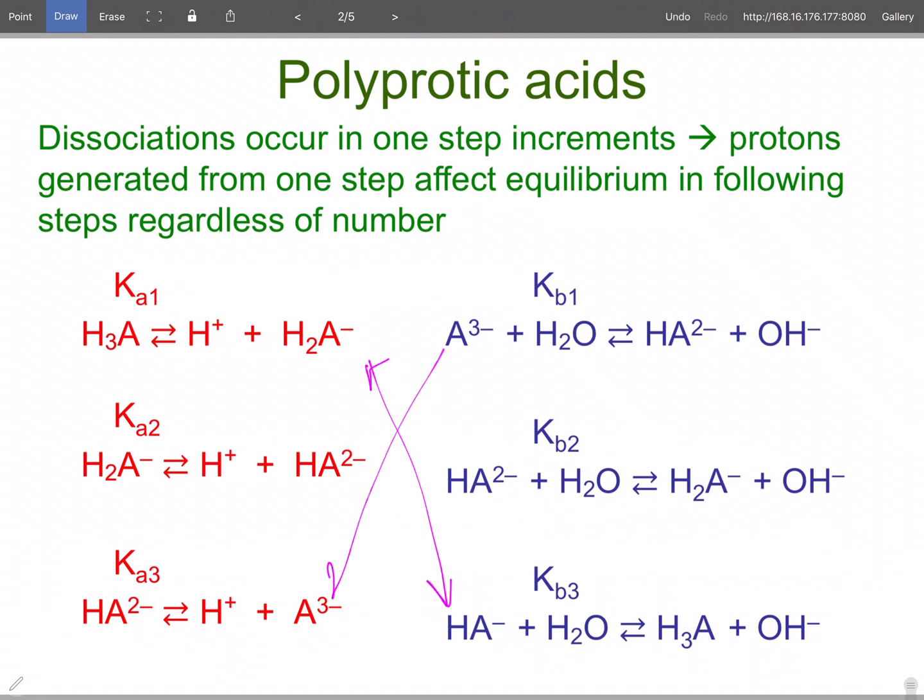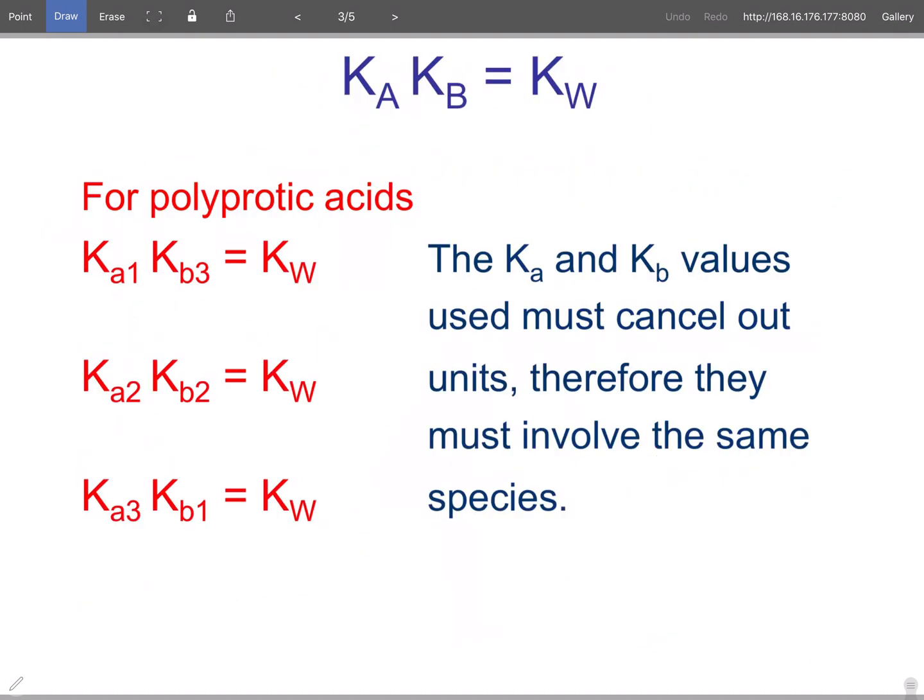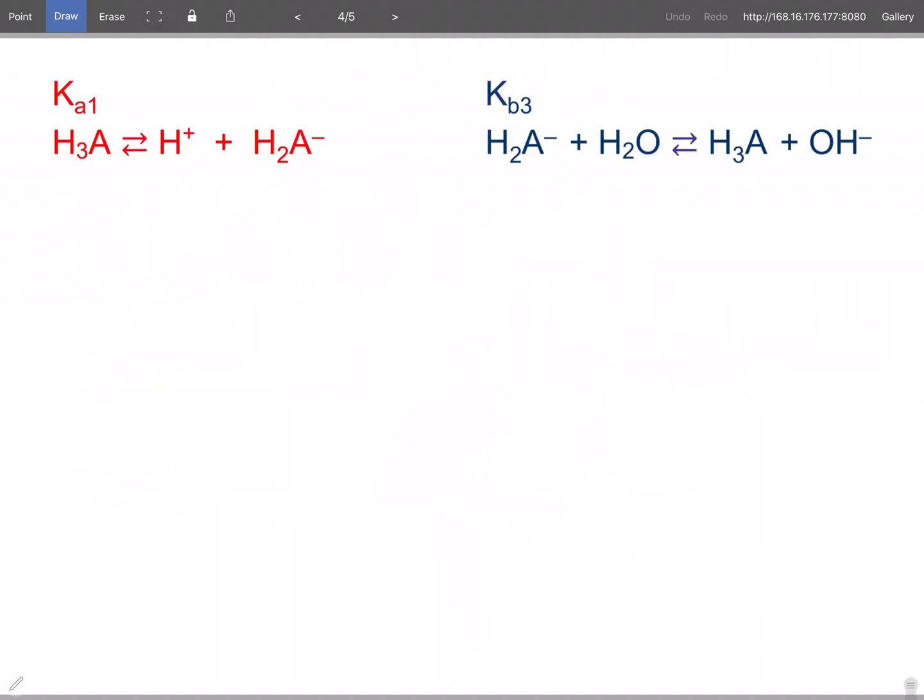If you'll notice, these are the ones that interact. So those are the ones that cancel out. So if you're going to solve for a Kb3, you need a Ka1. Kb1, you'll need a Ka3 because they're one step and they affect the equilibrium. So as you're looking at the Ka1 versus the Kb3, they'll cancel out just like I showed you previously. So you have to have the values that cancel out. So as you look at these, the Ka3, the Ka2, whoops, I got ahead of myself here.